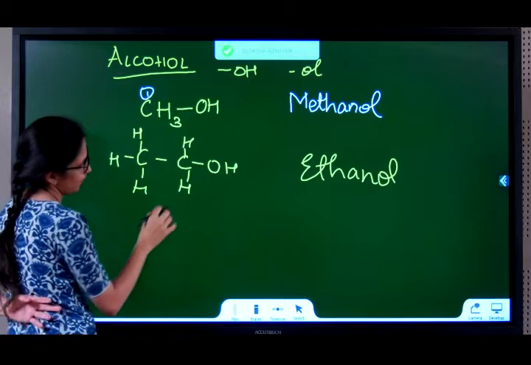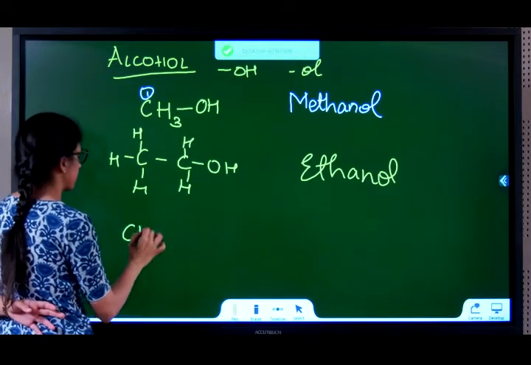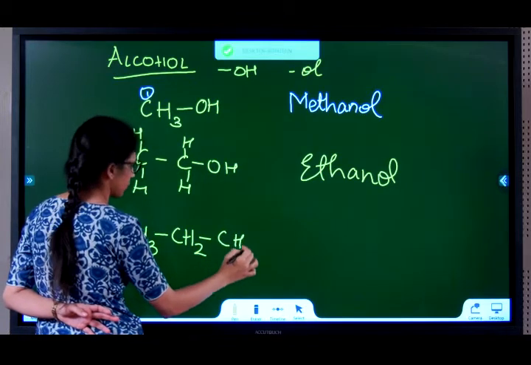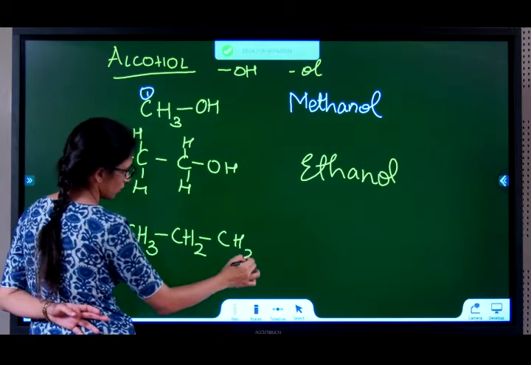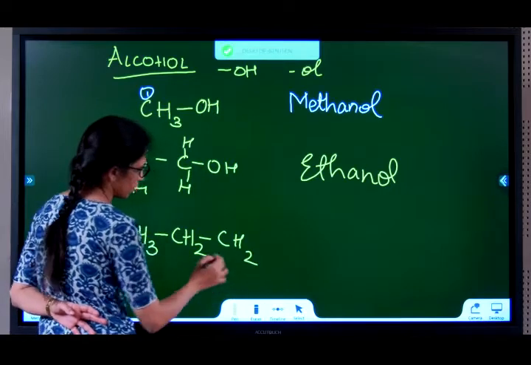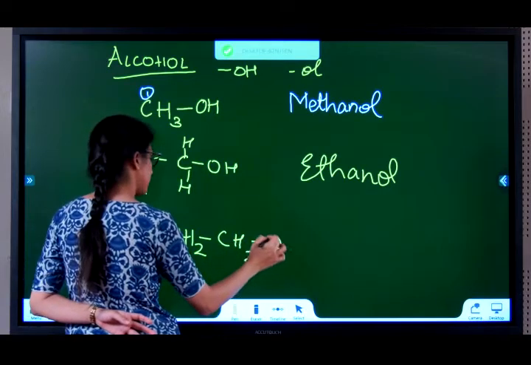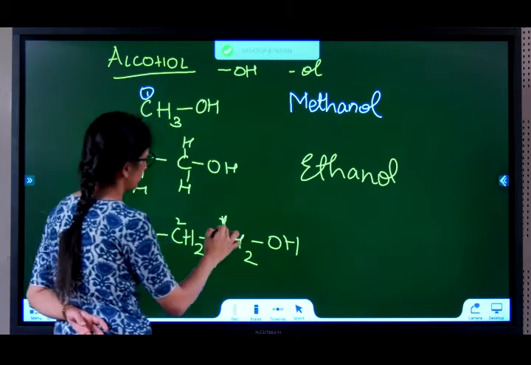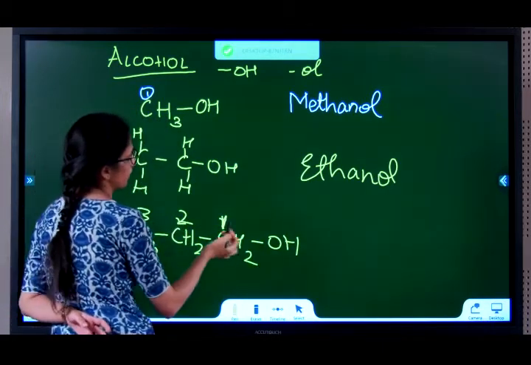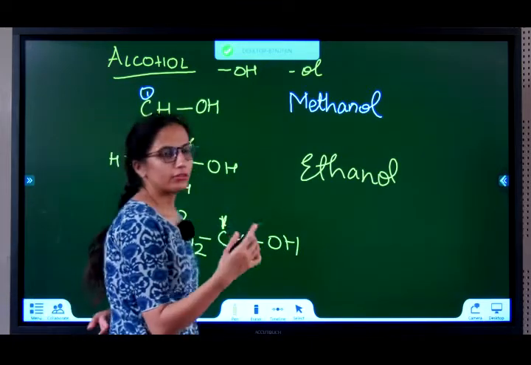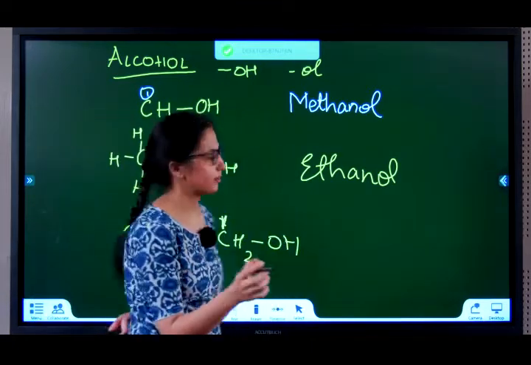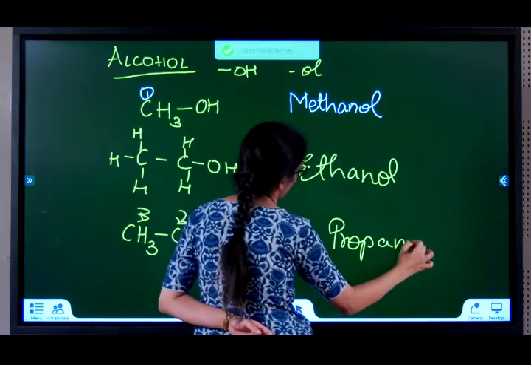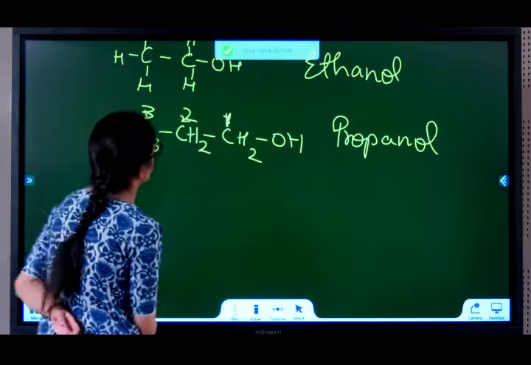Next, I'm not going to expand the structure, okay? CH3, CH2, CH3. Remove one H, put the OH. So root word is 1, 2, 3. You should start from here 1, 2, 3. Why? Because OH should be attached to the first carbon atom. The alcohol group should be attached to the lowest number possible. So it's propane, remove the E, ol, propanol.